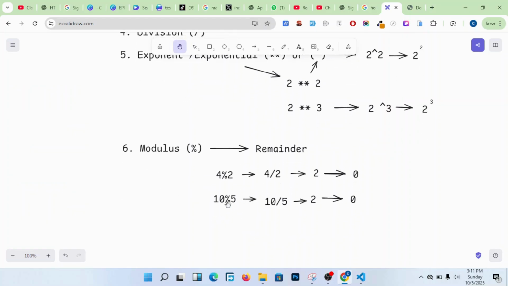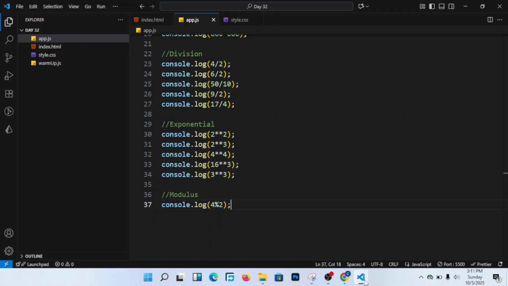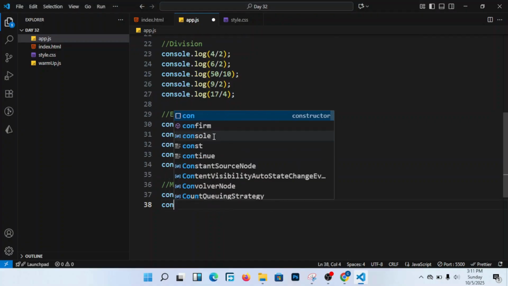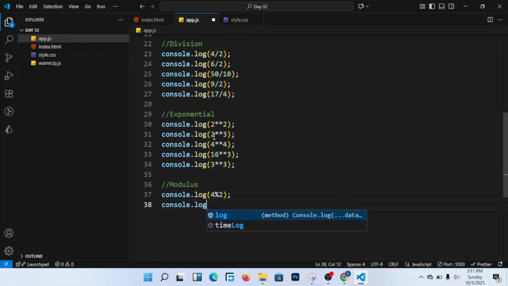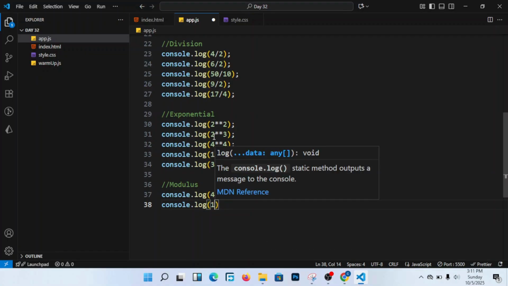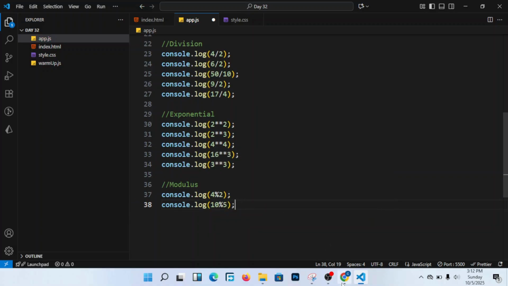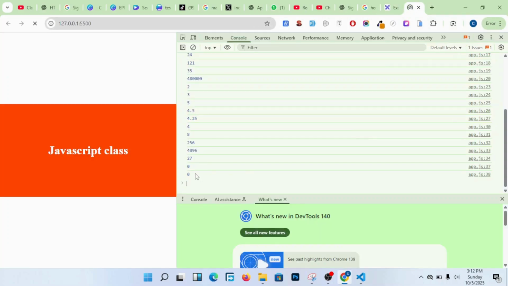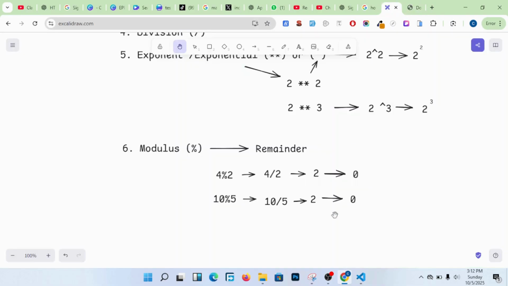If I come and put this one, console.log 10 modulus 5, it gives me what? Let me see again. 0 again. Are you seeing 0 again here? This is the same thing as explained to you here.